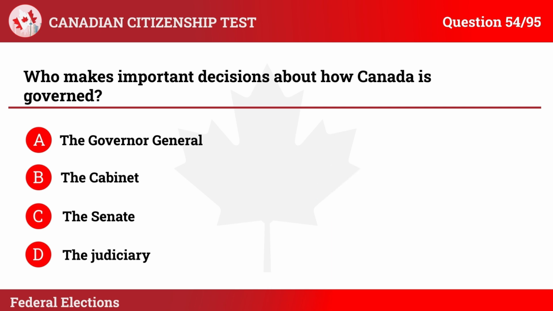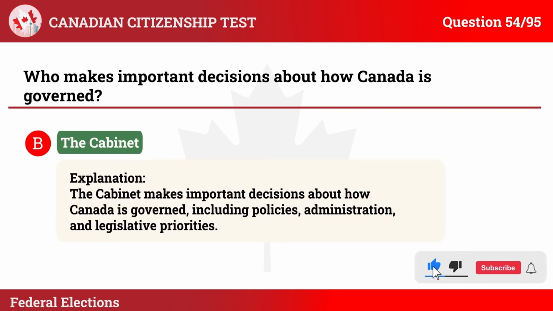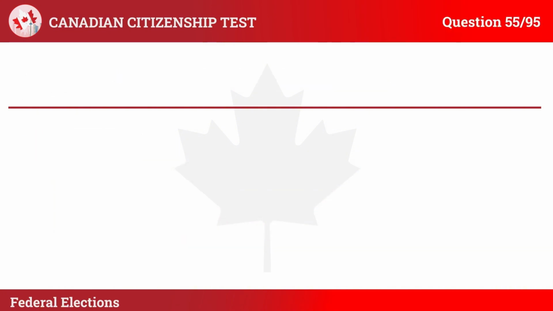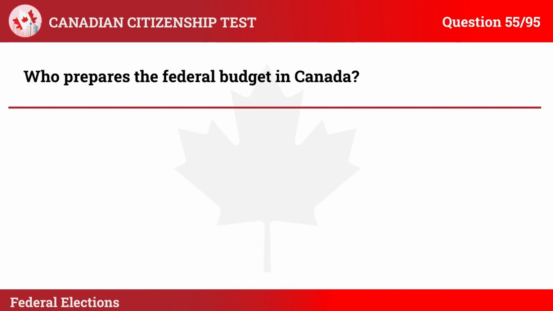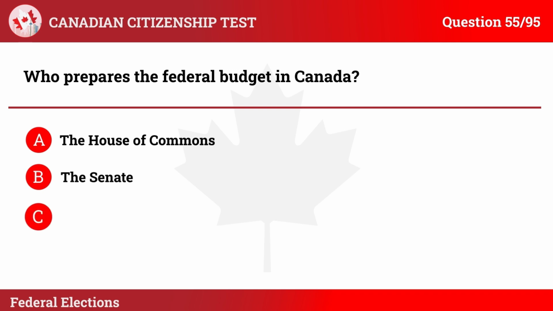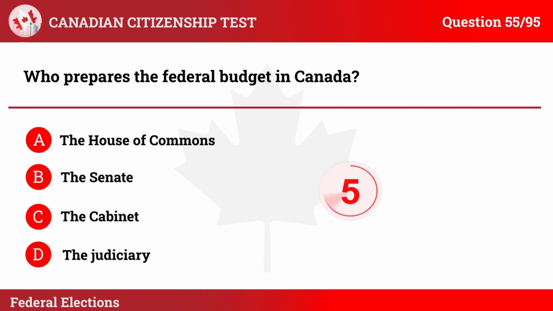The correct answer is B. The Cabinet. Explanation: the Cabinet makes important decisions about how Canada is governed, including policies, administration, and legislative priorities. Question 55. Who prepares the federal budget in Canada? A. The House of Commons. B. The Senate. C. The Cabinet. D. The Judiciary.